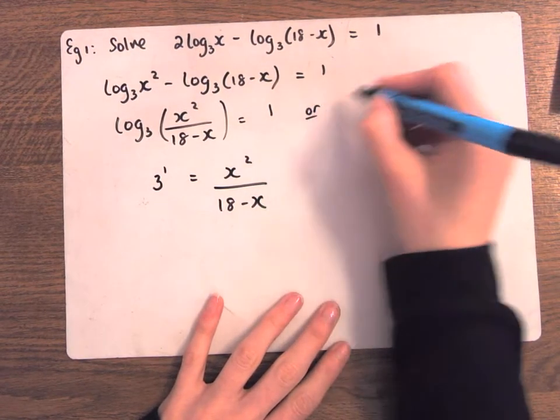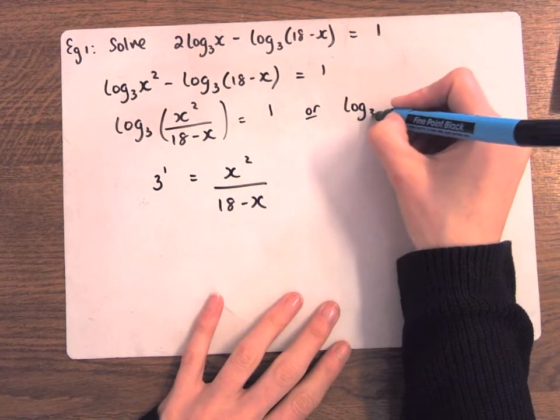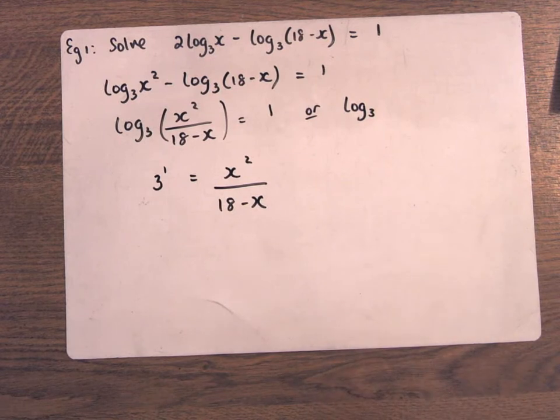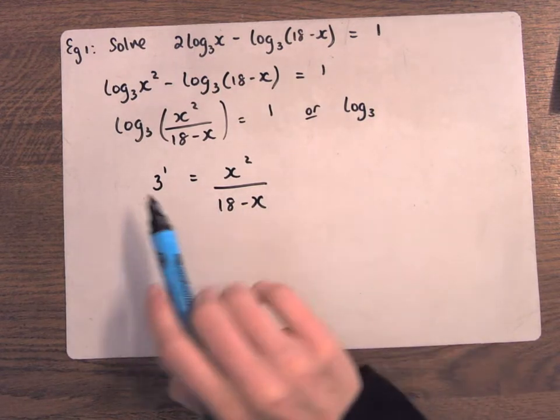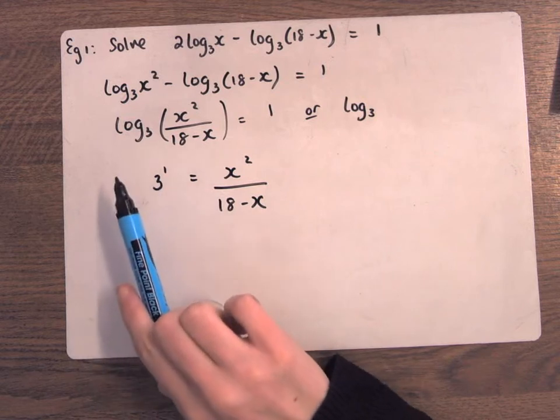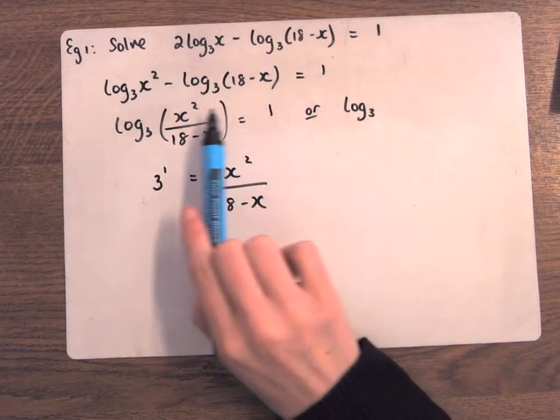You do that to isolate the x? Yeah, you're doing that because you're not going to be able to solve anything with logs in it. So in order to get rid of the logs, you're going to go back to index form. 3 to the power 1 is this.